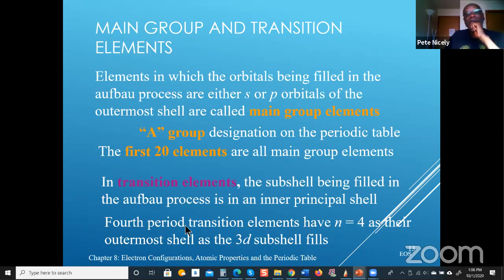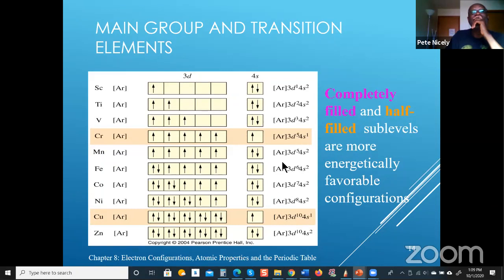In fact, it says here that the fourth period transition elements will have N = 4 as their outermost shell, but the electrons are being added to the 3D subshell, which is of a lower energy level in terms of the shell from which these subshells are located. Now here we're talking about the fourth period. The fourth period has, to begin with, potassium followed by calcium.